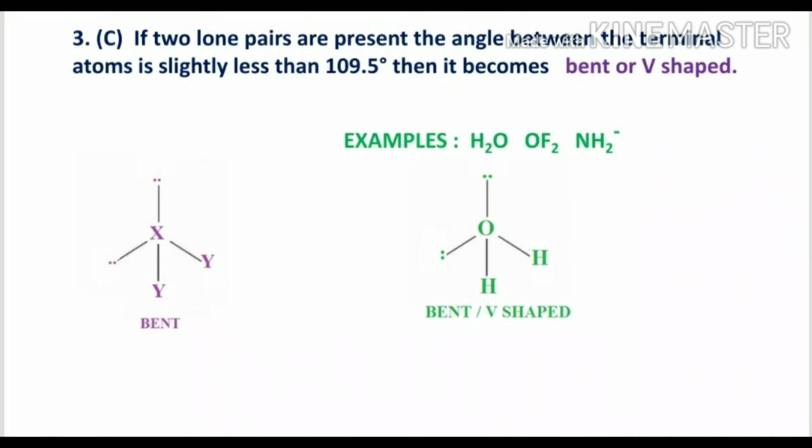The angle between the lone pairs is higher. Because of this, the bond angle between the bond pair and bond pair is extensively reduced. So it becomes 104.5 degrees between the two OH bond pairs. Now it becomes a bent shape or V shape. This is the VSEPR theory explanation for the water molecule.